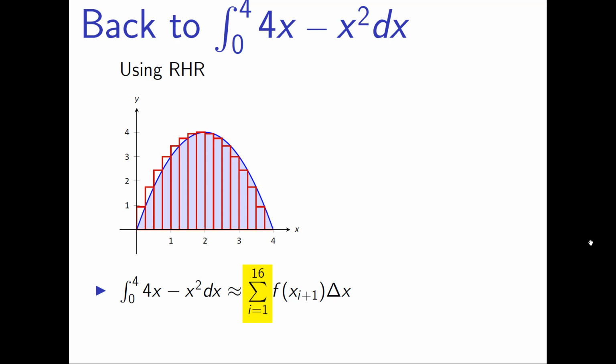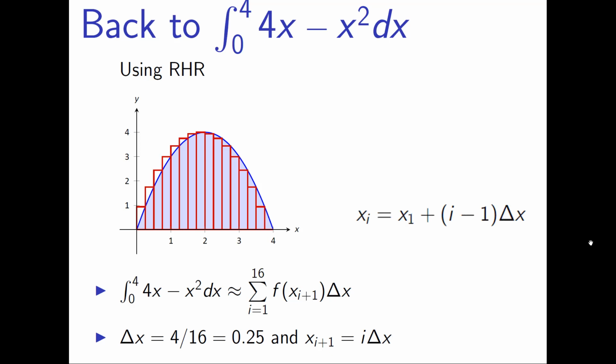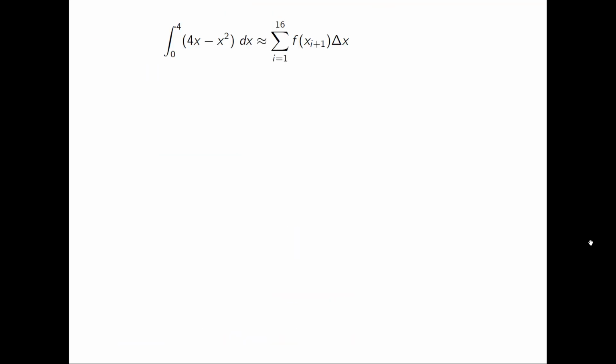We have these 16 rectangles we can add up, and the height of each rectangle is given by this term, the f of x_{i+1}, and the width for each rectangle is given by this delta x. Remember that was 0.25. In fact, there is your delta x. So your delta x is 4 over 16, which is 0.25, and the x_{i+1} is i times delta x. And just remember why that is. We're bringing the rule here. Well, x_1 is 0, so we're just adding an i delta x each time to get the next x_{i+1}. So let's work through this, and this will take a bit of doing.